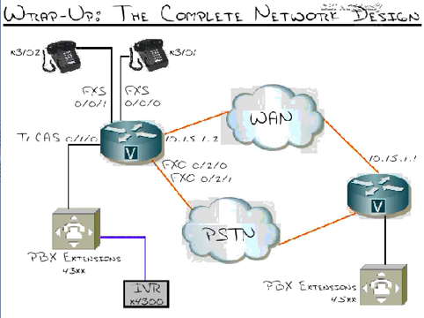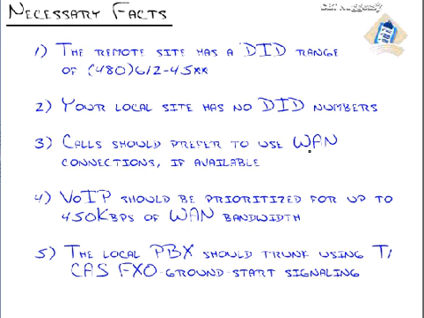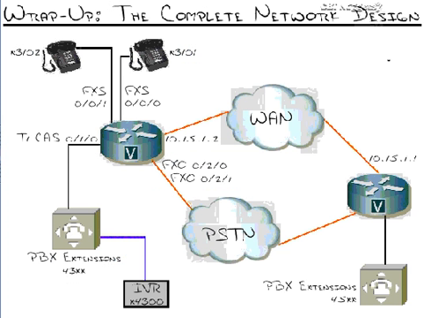This router, I think, is pretty much configured now for local connectivity. Everything is grooving in this office. Now we need to configure it to connect to these off-site extensions over here using the WAN as our preferred link. That was one of our facts. The call should prefer to use the WAN connections if available, and if not, we need to use the PSTN.